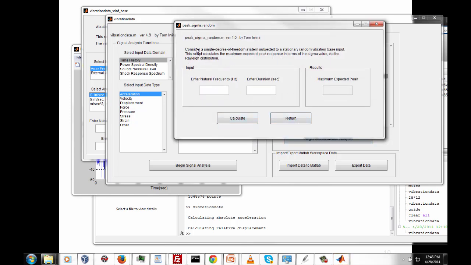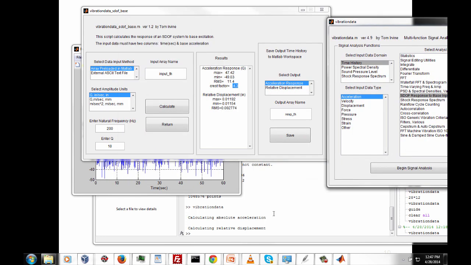So we've run this from before. Consider a single degree of freedom system subjected to a stationary random vibration base input. This script calculates the maximum expected peak response in terms of the sigma value via the Rayleigh distribution. So we have a single degree of freedom system, 200 hertz, and our duration was 60 seconds. So we expect our maximum peak, this is really the expected crest factor, 4.47 sigma.